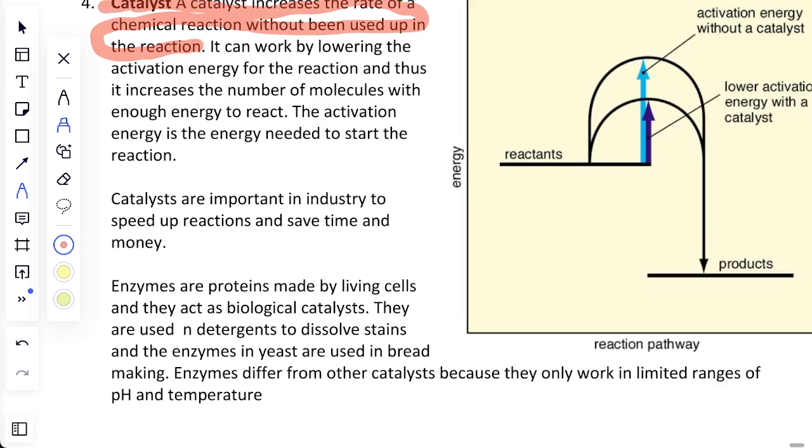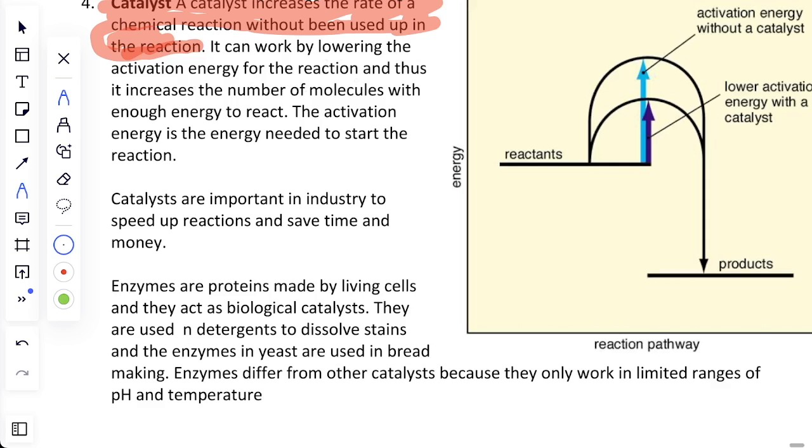Exact. And if you leave out the part where you say "without being used up," you will get only 1 mark. Usually these contain 2 marks. And if you don't say "without being used up in the chemical reaction," you'll get it wrong. So exactly that sentence, I want you to write it down, and I want you to remember exactly how it is written.